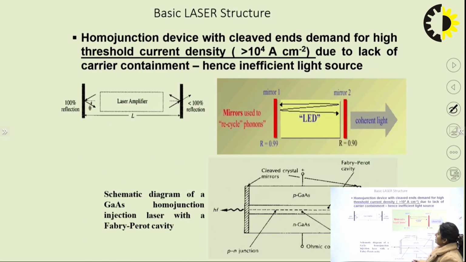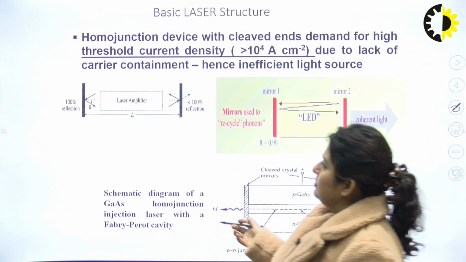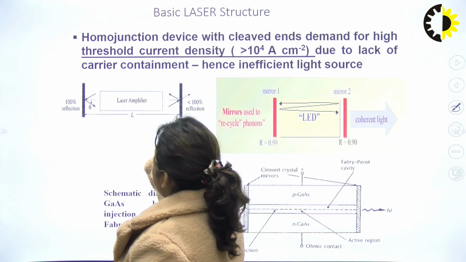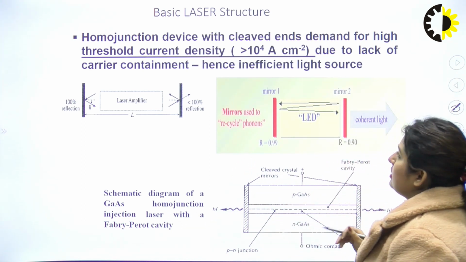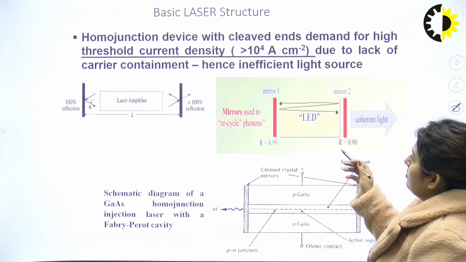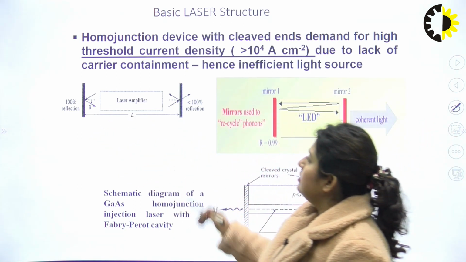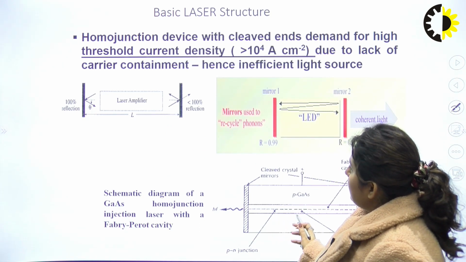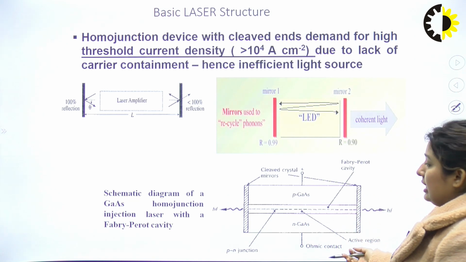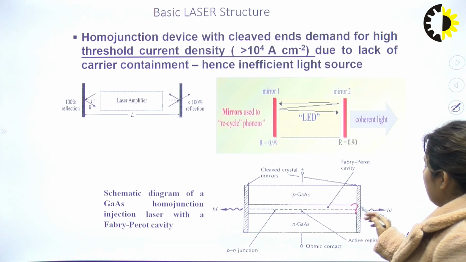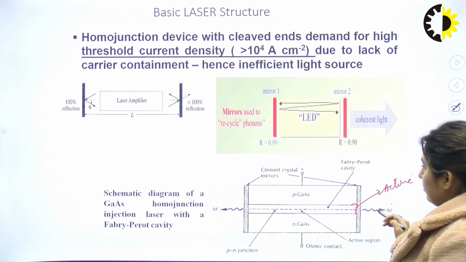The basic laser structure we can see here is a Fabry-Perot laser, which acts as a cavity. A homojunction device with cleaved ends demands a threshold current density. We have two mirror structures, one at the rear side and one at the far side, and in between the lasing action takes place. We have already discussed N gallium arsenide and P gallium arsenide material, and in between there is an active region. Obviously the light will be emitted from this region.